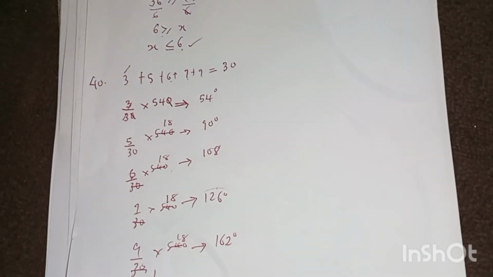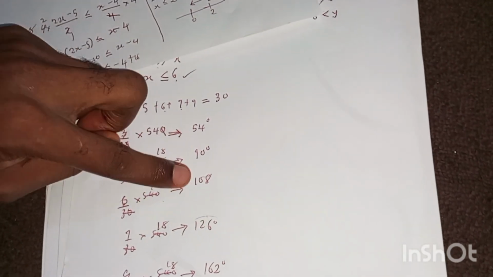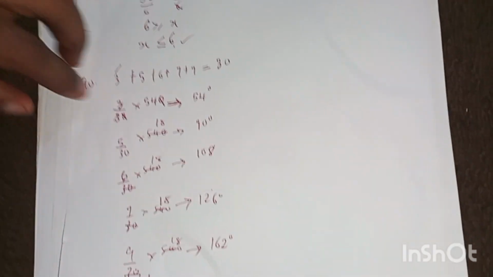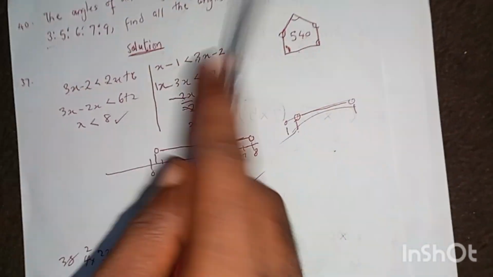The question says find all the angles. So we just found all the angles. What this means is if you add all these angles together, all 5 of them will give you 540, which is the sum of angles inside a pentagon. All right, so that's just that.